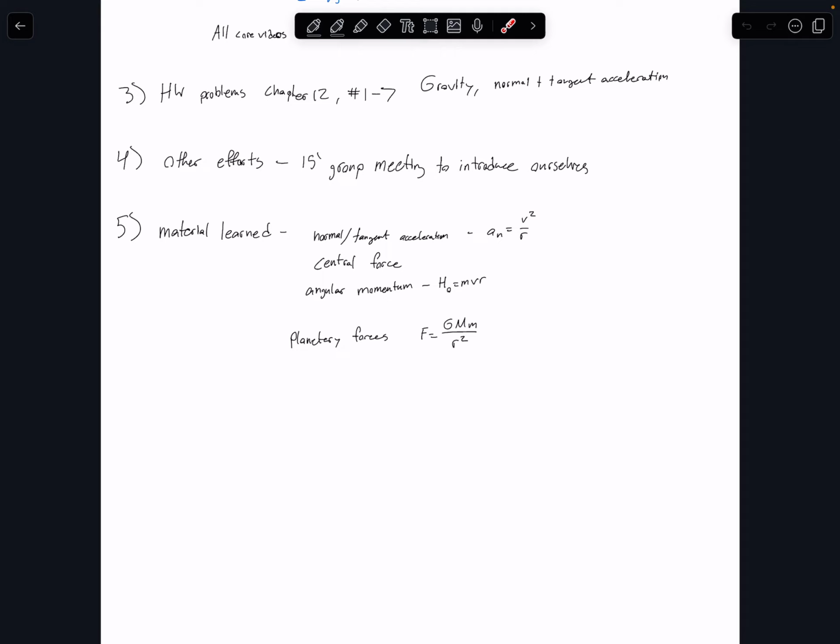Then materials learned, the normal tangent acceleration. Not that the normal acceleration is anything crazy, but velocity squared over the radius. Kind of learning how to apply it. Again, lots of central forces, angular momentum, which is H_O equals m v r squared, and how that is conserved. And planetary forces, shown in the homework, F equals gravitational constant times big M, little m, over r squared.